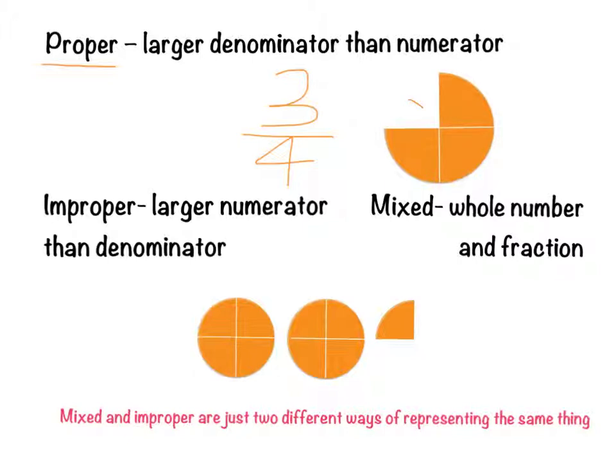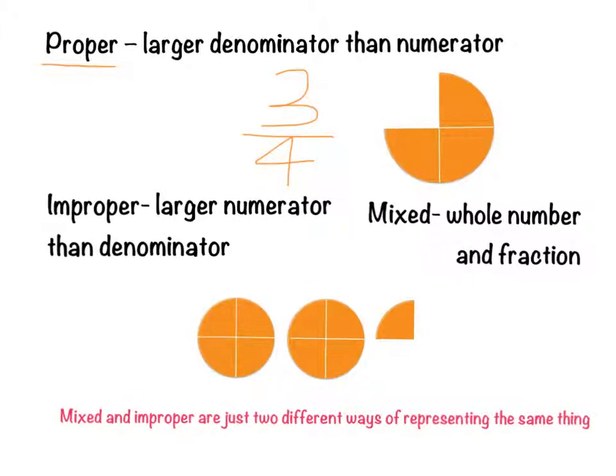1, 2, 3. 4 parts make the whole, and we have 3 of them. 1, 2, and 3. So a proper fraction is one that has a larger denominator, the guy on the bottom, than a numerator, the guy on the top. That's pretty straightforward. Proper fractions are the ones that you normally have seen. So that's proper fractions, done and dusted. The next thing we need to look at is improper fractions and mixed numerals.